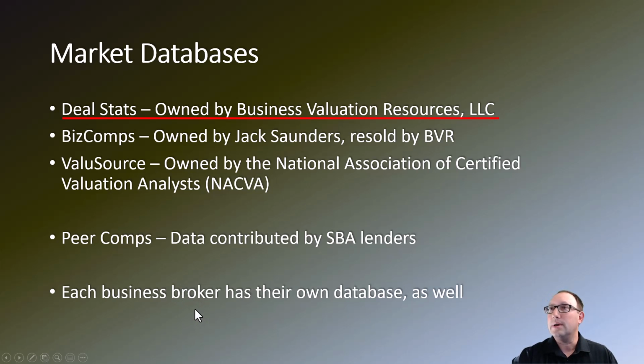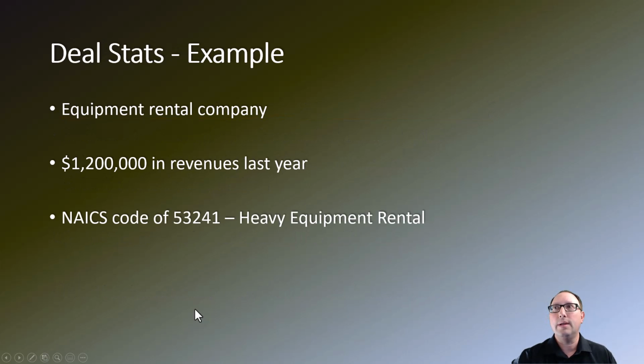So for that one, let's have an example I'm going to run. So we're going to look at equipment rental companies, about $1.2 million in revenues last year. And the equipment company I'm looking at is a heavy equipment rental company. So the NAICS code, North American Industry Classification System code, is 53241.